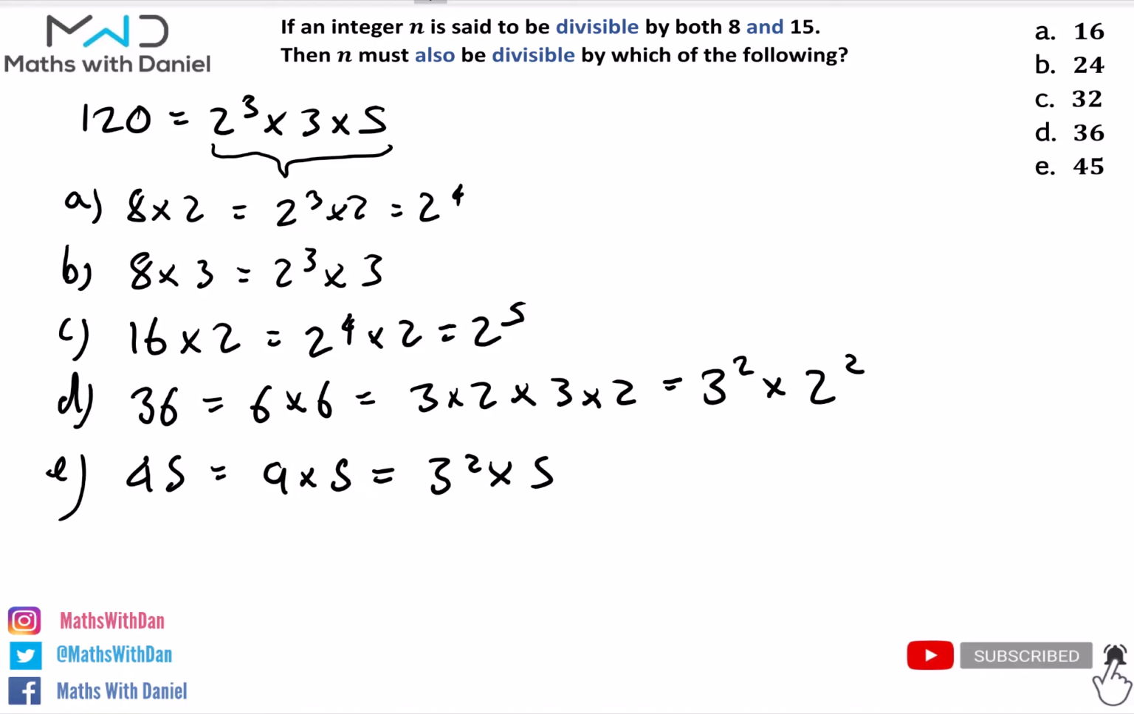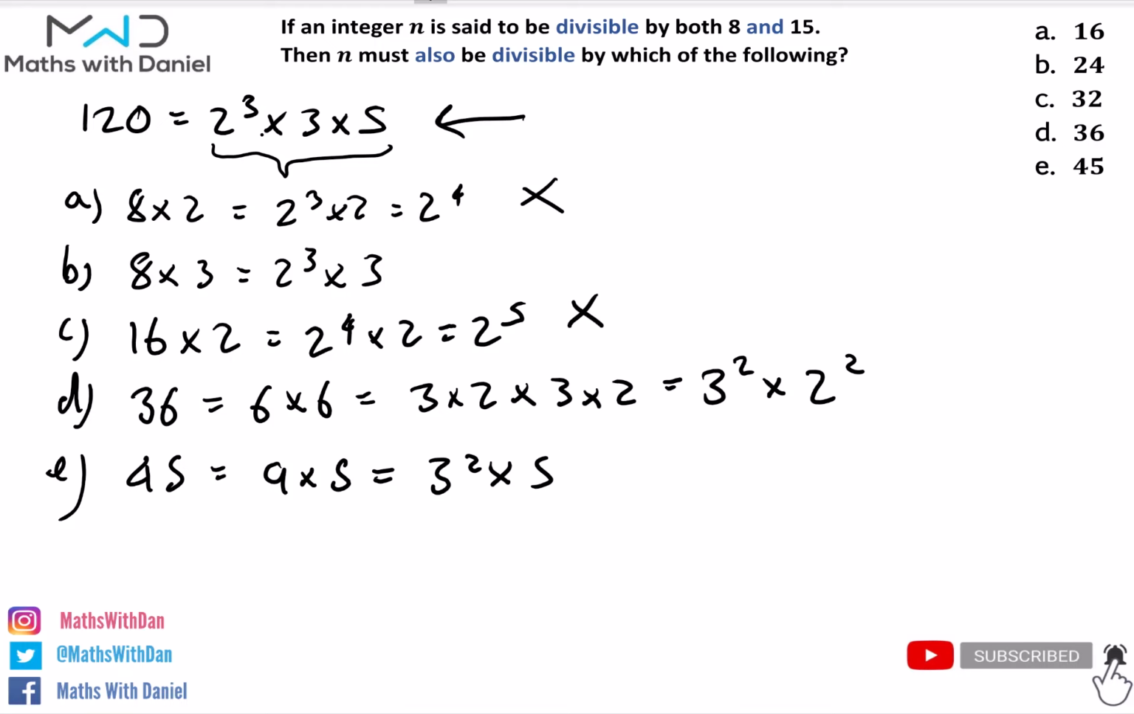Now looking at all of these options, do any of these come from this factor here? Do any of these go into the prime factorization of 120? Well, you can see that A doesn't, because you've got 2 to the power of 4. C doesn't, because you've got 2 to the power of 5, and the highest power in the factors is 2 to the power of 3.